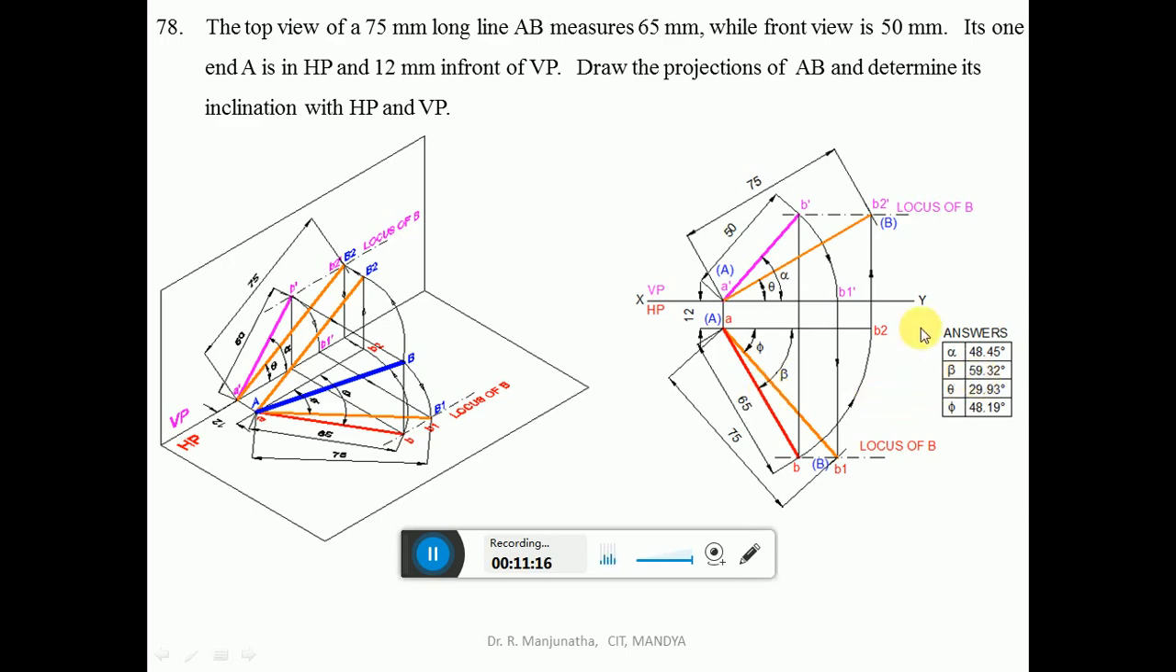But when you are doing it in manual, alpha will be equal to 48 degrees, beta is 60 degrees or 59 degrees, theta will be 30 degrees, and phi will be 48 degrees. So this is how we will be able to find the solution in the sketchbook. We can solve this particular problem. Now we are going to analyze this individually.